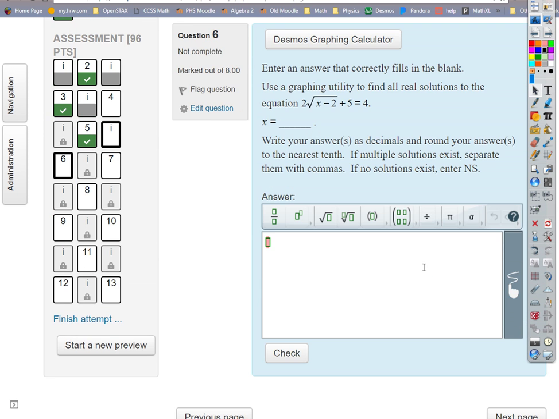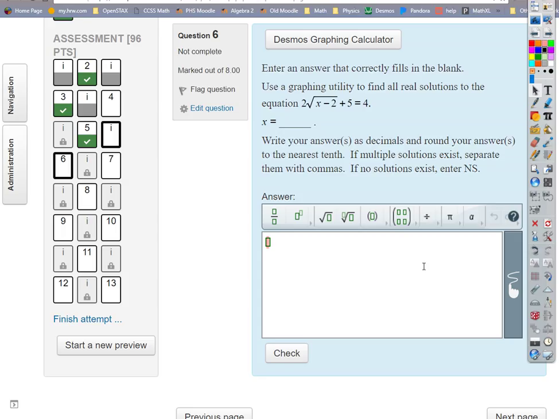Same kind of thing, only this time we're trying to solve the equation using Desmos, solving the equation 2 times the square root of x minus 2 plus 5 equals 4. So what do I do here? You just put that in Desmos. Good. So I'm going to graph the expression on the left side, separately graph the expression on the right side, and these expressions are equal when their graphs intersect, right?